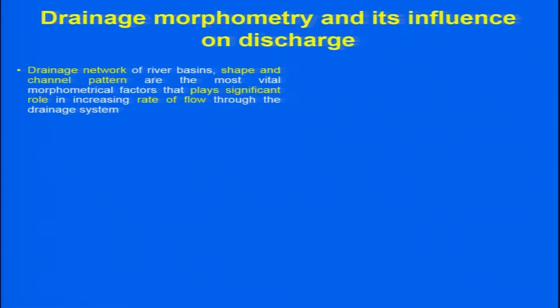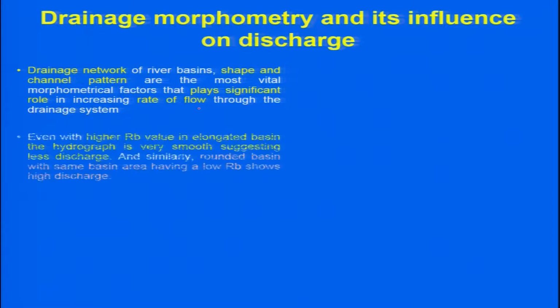The drainage network of a river basin, its shape and channel pattern are the most vital morphometrical factors that play a significant role in increasing the rate of flow through the drainage system. Even with higher RB values in an elongated basin, as I was talking about, even though we consider that a high bifurcation ratio will show high discharge, and a low bifurcation ratio, low discharge, eventually it will depend upon the shape of the basin.